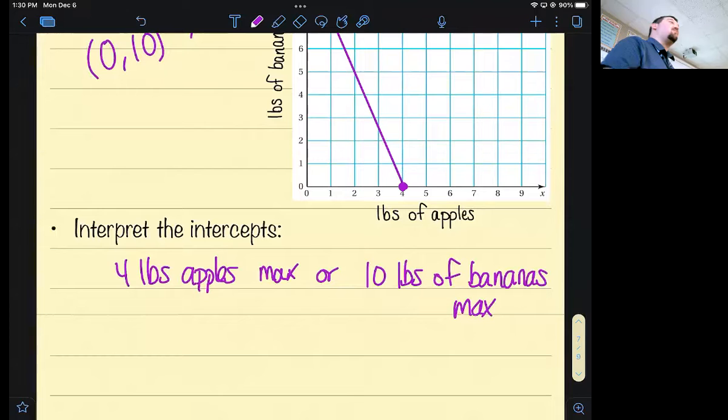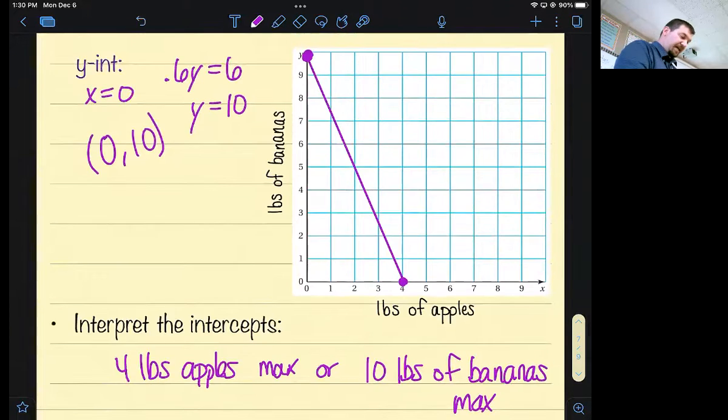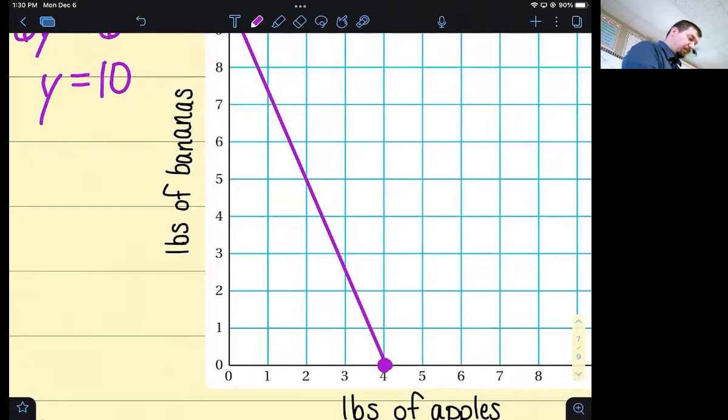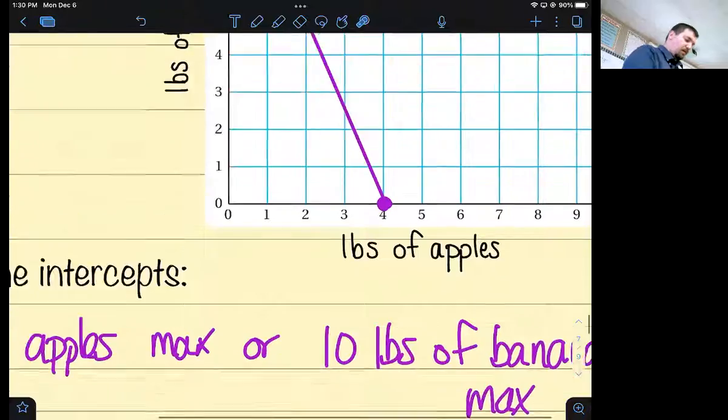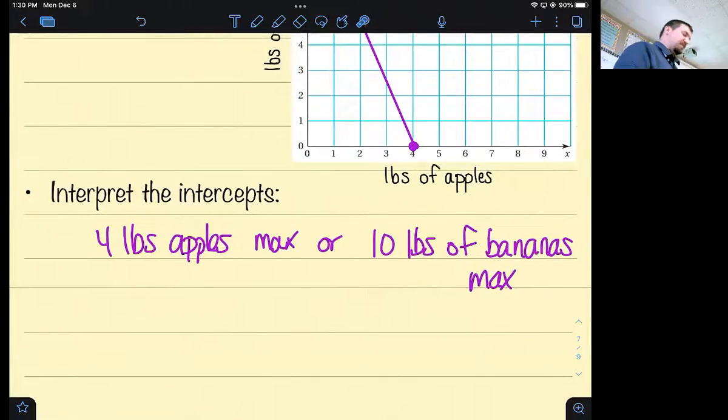Or maybe you don't want 10 pounds of bananas. Maybe you want some bananas and some apples. And so you can get any of these in-between values. For example, that right there is a really good in-between value. You can buy 5 pounds of bananas and 2 pounds of apples, and that would be exactly $6. Of course, it also depends how many apples are in a pound and how many bananas are in a pound. Well, it depends on the size of them. You're right.